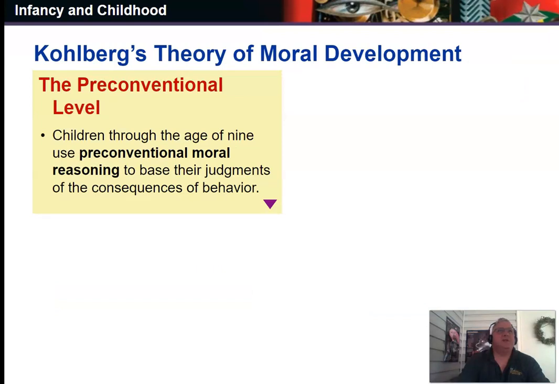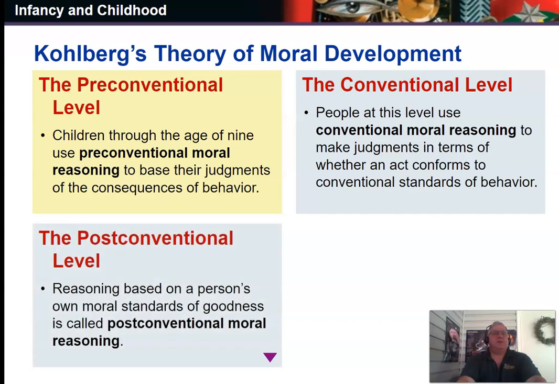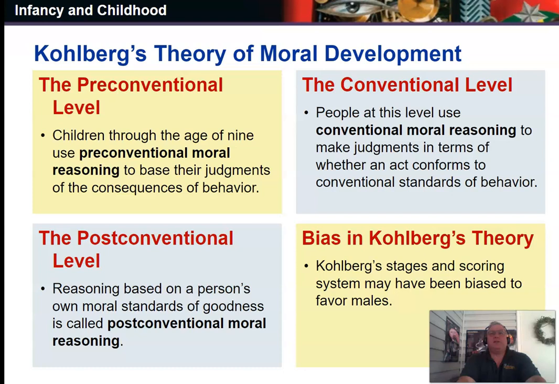Kohlberg's theory of moral development: the pre-conventional level. Children through the age of 9 use pre-conventional moral reasoning to base their judgments on consequences of behavior. The conventional level: people at this level use conventional moral reasoning to make judgments in terms of whether an act conforms to conventional standards of behavior. The post-conventional reasoning is based on a person's own moral standards or goodness. It's called post-conventional moral reasoning. And the bias in Kohlberg's theory: Kohlberg's stages and scoring system may have been biased to favor males.